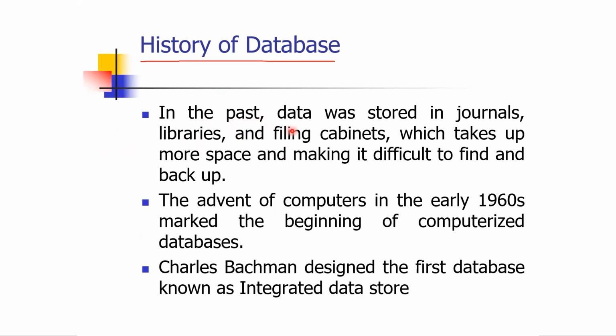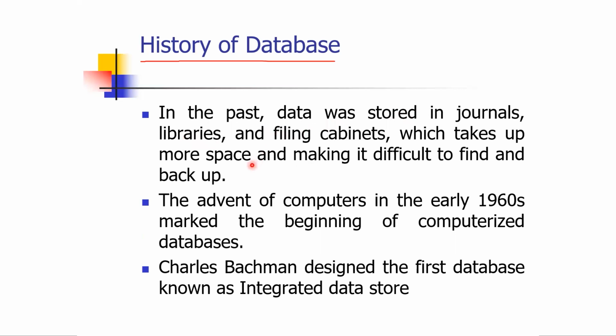In the past, data was stored in the form of journals, libraries, and filing cabinets, and all these things take up more space. You know how much the central library holds, with so many racks and columns and so many hard books. In today's generation, the soft copy is there for everything, but in ancient times everything was in hard copy form. Books, libraries, and journals were there.